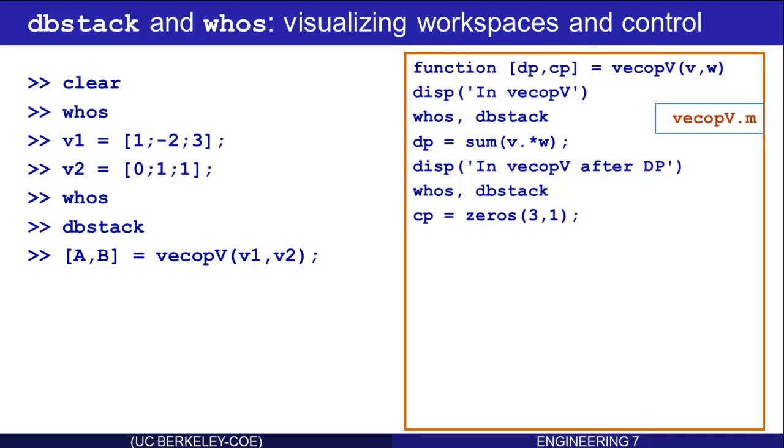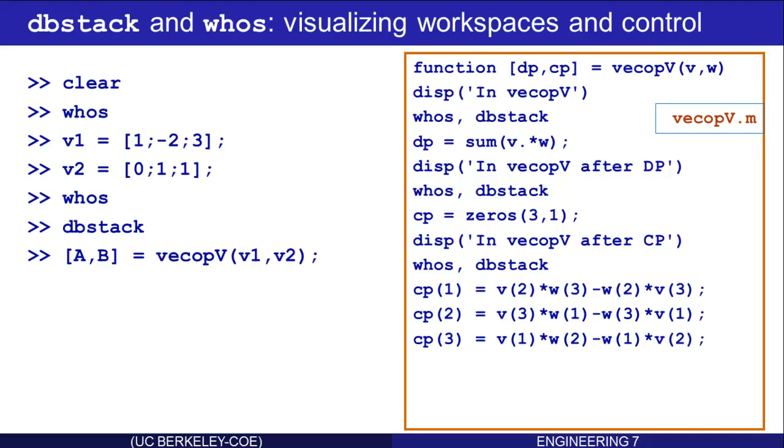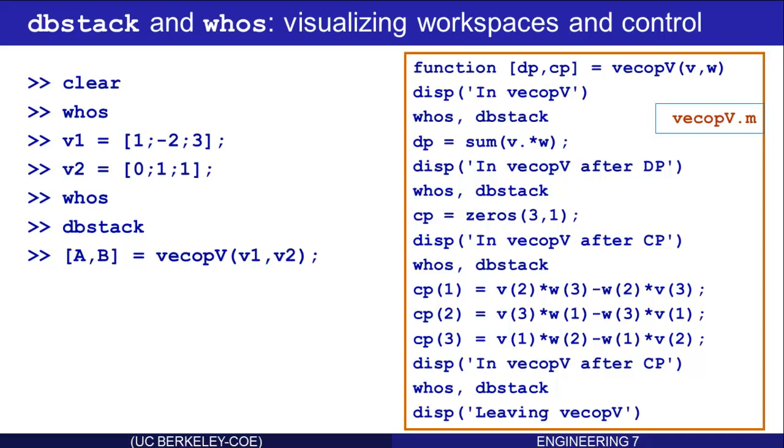We'll create the cross product vector, do a whos and dbstack there. Finally, we'll compute the cross product calculations and declare that we are after the cross product calculations, and then do a whos and dbstack, and then leaving vecop v. At that point, control will return to the command window, and we'll do a whos there and a dbstack to finish the example.